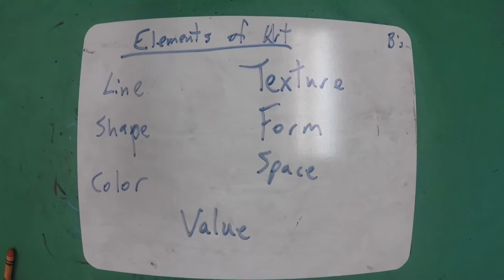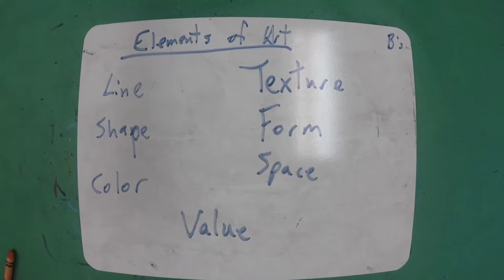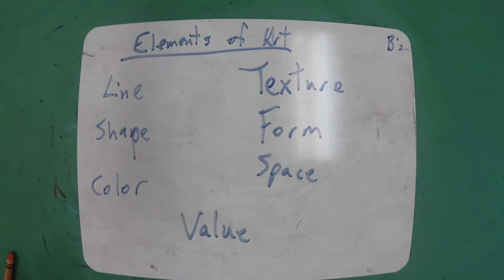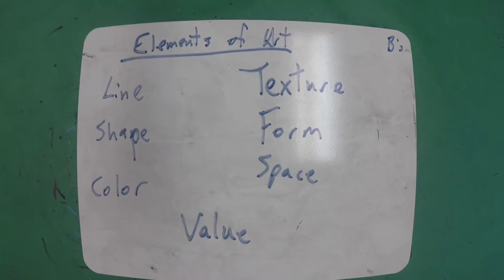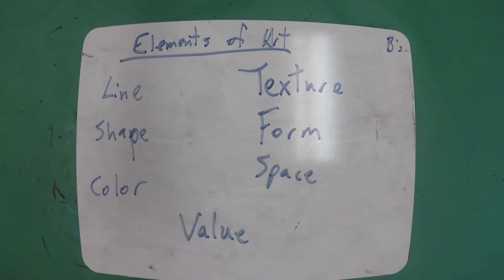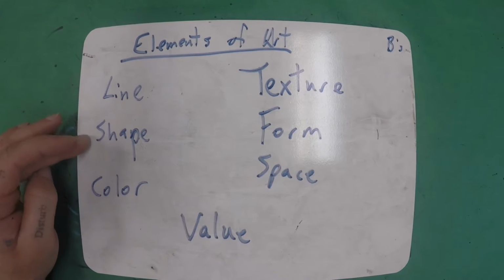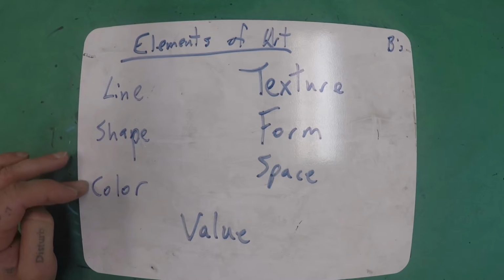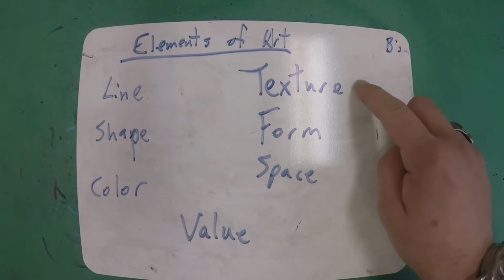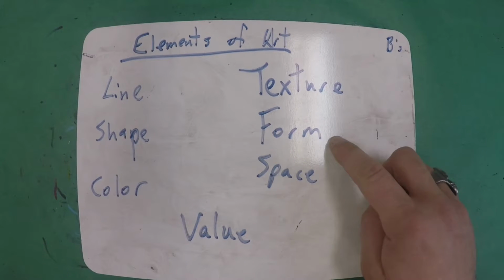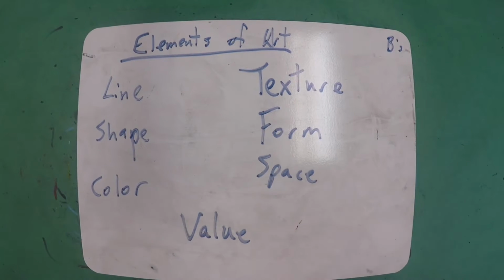Well, hello, my friends. Here we are together again to create another piece of artwork. As always, we're going to preface that piece of artwork with a little bit of conversation, starting with our 7 elements of art. So please repeat these 7 words after me. Line, shape, color, texture, form, space, and value.